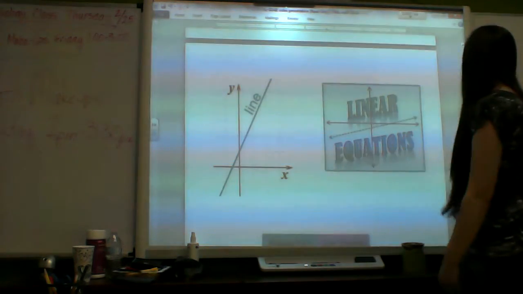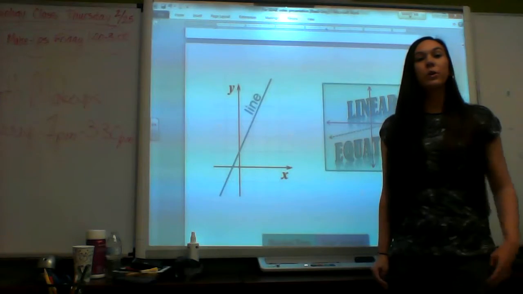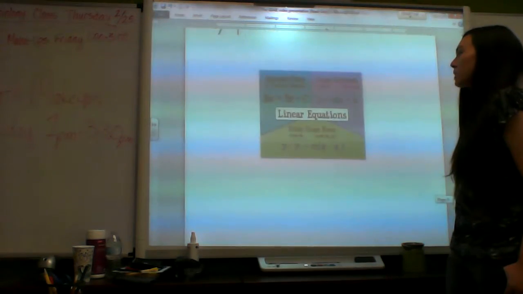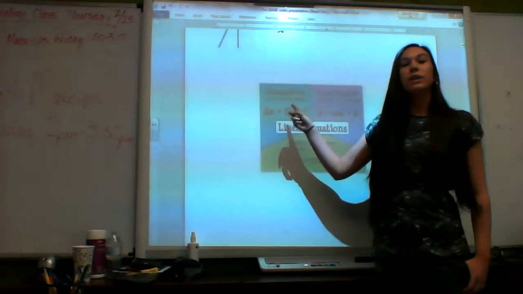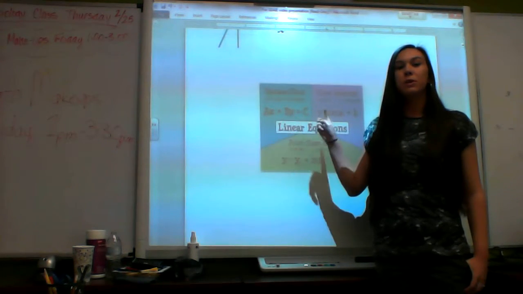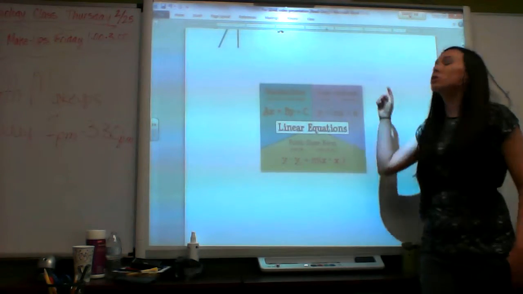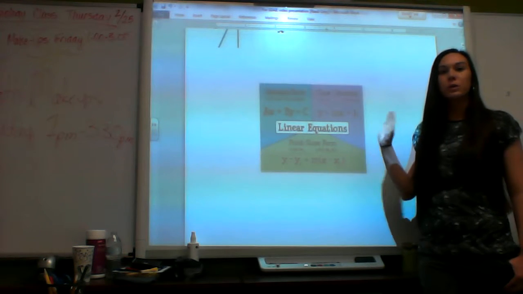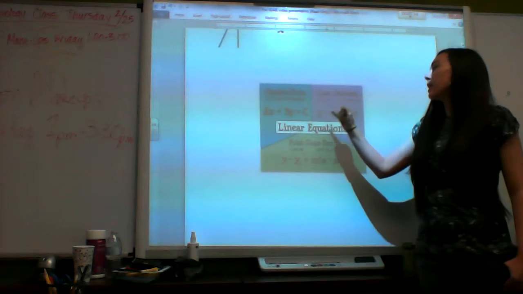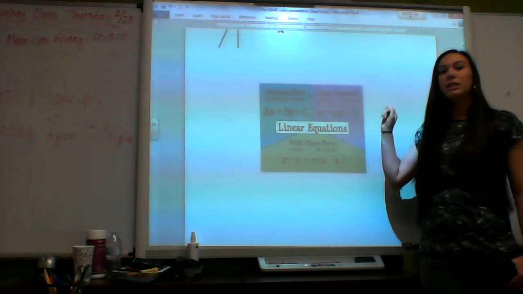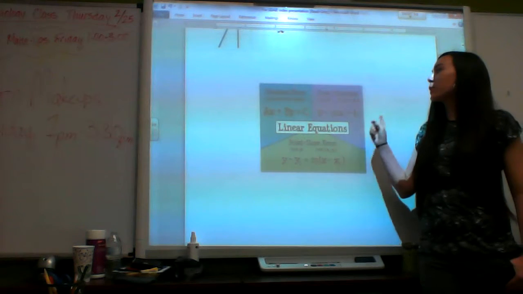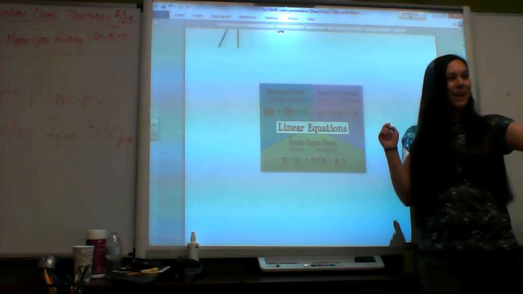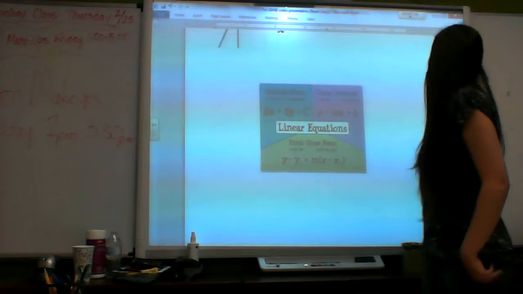We have learned about linear equations before, right? We've learned the different forms of linear equations. There's standard form, which is ax plus by equals c. There's also slope-intercept form, which for this lesson we're probably going to focus on more, and that's y equals mx plus b. Does anybody remember which one of these variables represents slope? Good job. Okay.